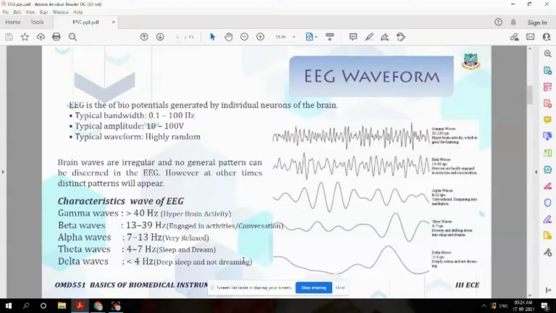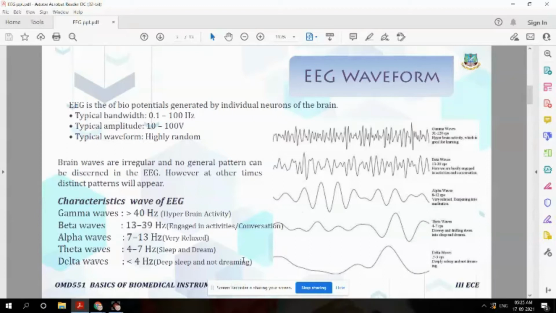Then we see the theta wave. The normal frequency of the theta wave is 4 to 7 Hz. It appears when the person is asleep, or when the person is in a dreaming condition. It is recorded from the parietal and the temporal region of the scalp.